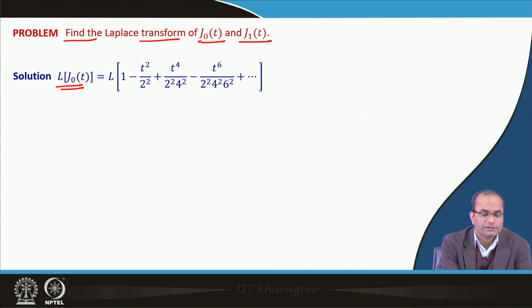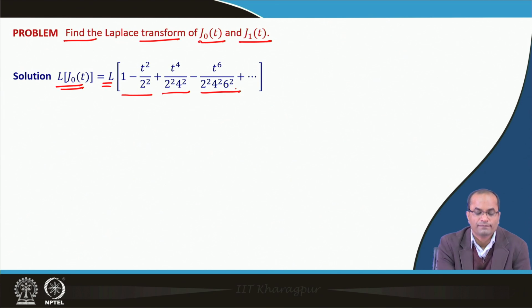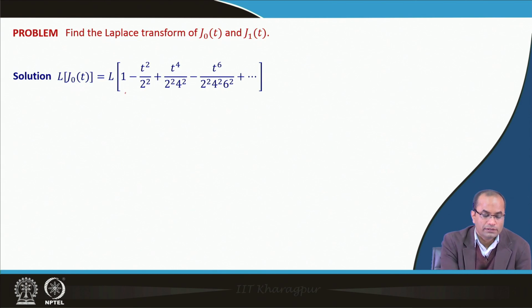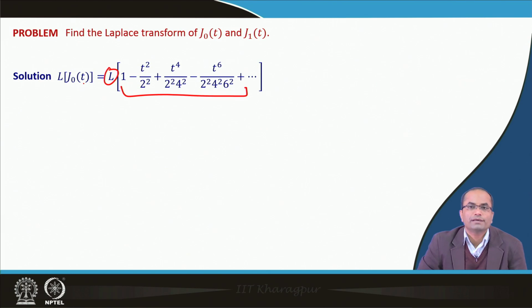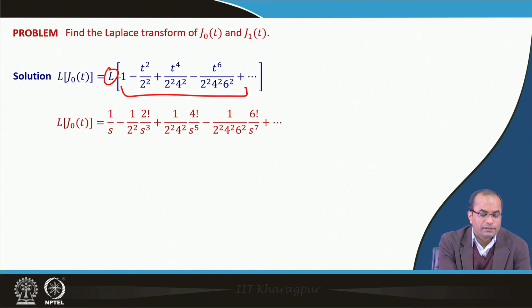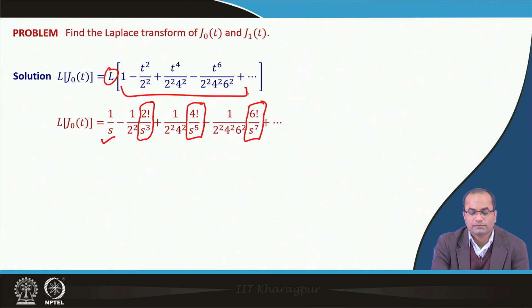So the Laplace transform of J0(t), that is the Laplace transform of 1 minus t squared over 2 squared, plus t to the 4 over 2 squared 4 squared, minus t to the 6 over 2 squared 4 squared 6 squared. That was the definition of J0(t). And now we will apply this Laplace transform term by term, and so we will get the Laplace transform of 1, which is 1 over s, the Laplace transform of t squared, which is factorial 2 over s cubed, the Laplace transform of t to the 4, so factorial 4 over s to the 5, and the Laplace transform of t to the 6, which is factorial 6 over s to the power 7.